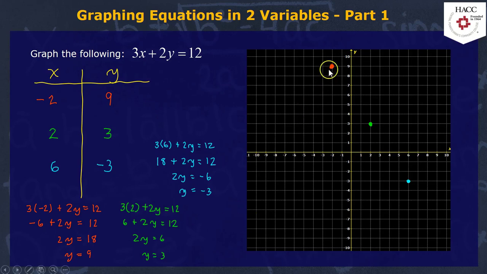Now I can see 2 points would make a straight line automatically. These look like they are lining up. So I just have to draw a line that goes through all of them. And there is my line.